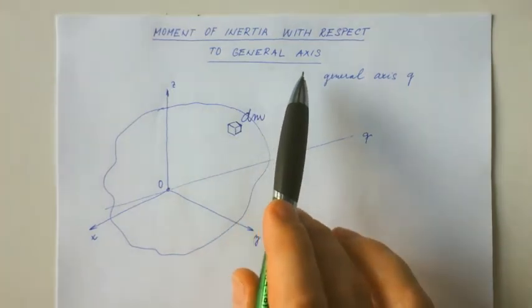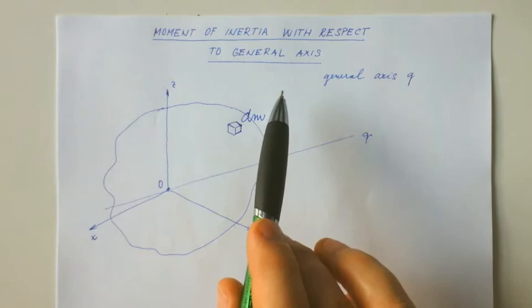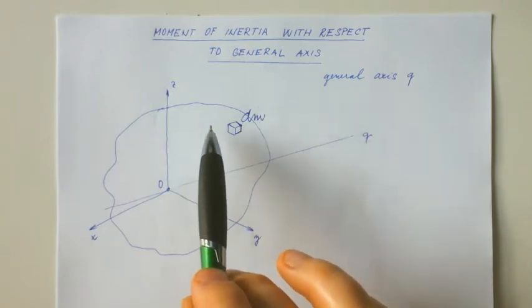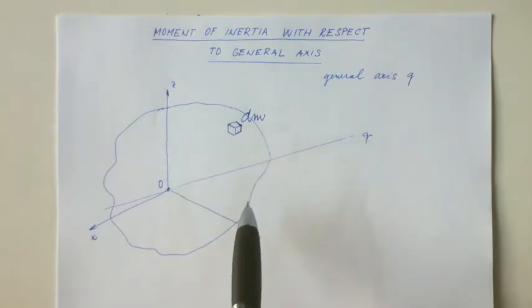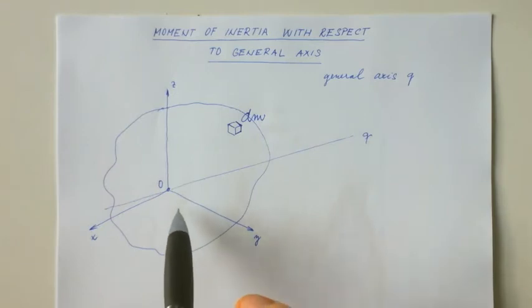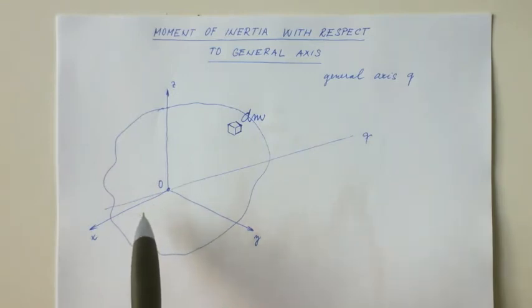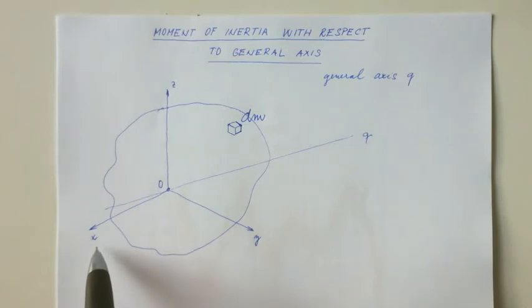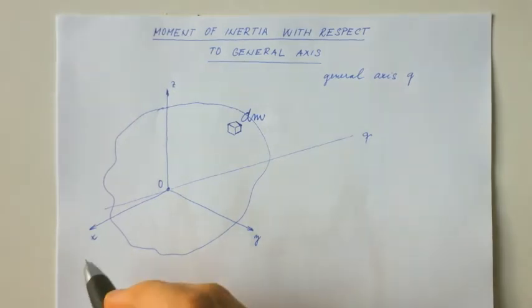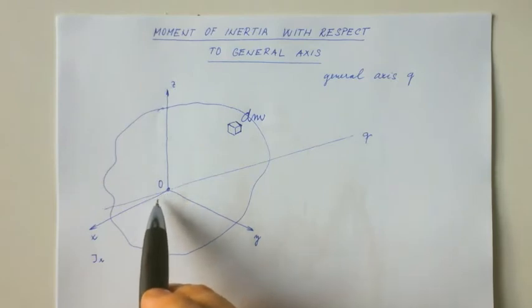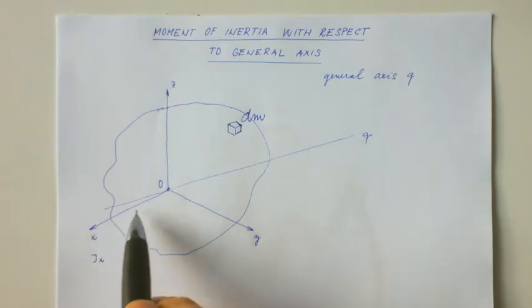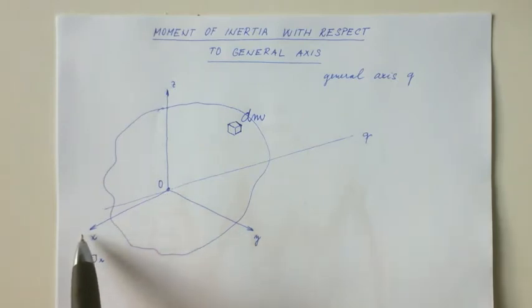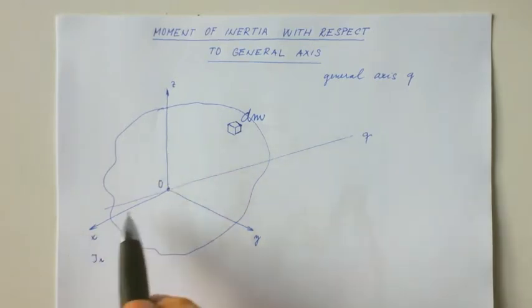Moment of inertia with respect to a general axis. Now we are able to calculate the moment of inertia with respect to a special axis, an axis of the coordinate system. So we are able to calculate the moment of inertia Jx, the moment of inertia with respect to the x-axis, where x belongs to the coordinate system.